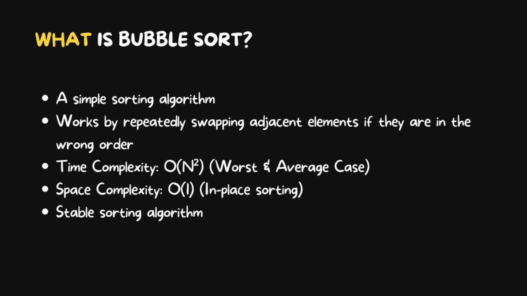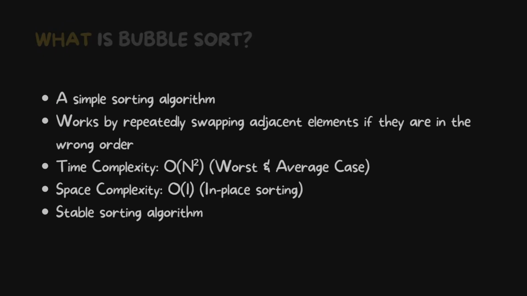Bubble sort is a simple sorting algorithm that repeatedly compares adjacent elements and swaps them if they are in the wrong order. It follows a step-by-step swapping process, pushing the largest elements to their correct positions in each pass. While bubble sort is easy to understand, it is not the most efficient sorting algorithm for large datasets due to its complexity of O(n^2) in the worst case.